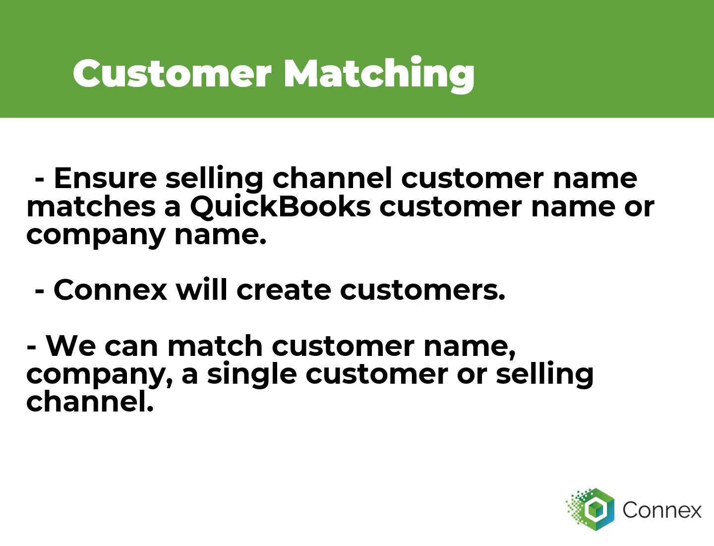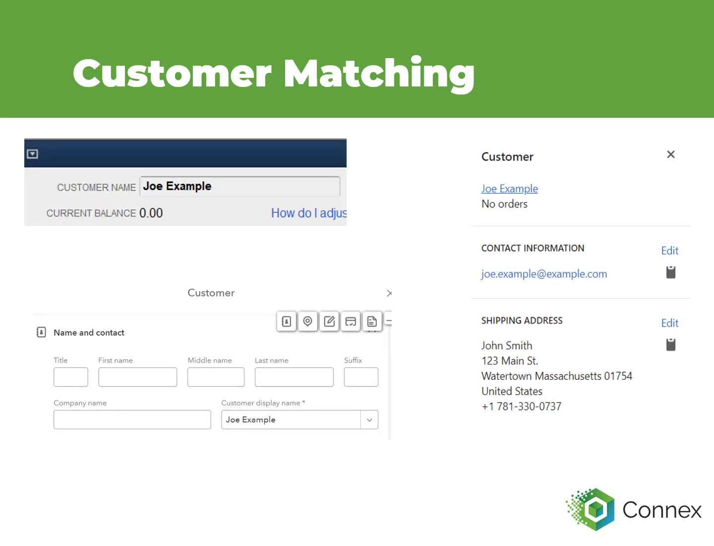Connex will create customers if they are missing, and you can tell our software that if a customer is missing, not to sync the sale. In terms of customer matching fields, we include the customer's name, the company, a single customer like web sales, or the selling channel. And here's an example of customer matching from desktop and online.